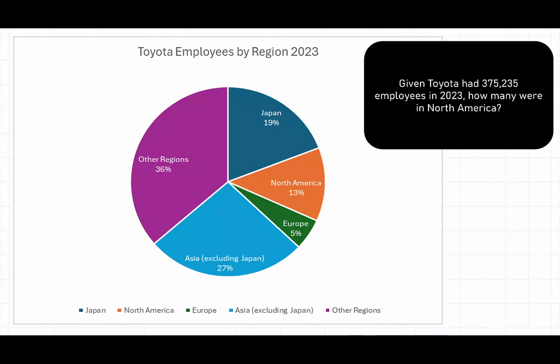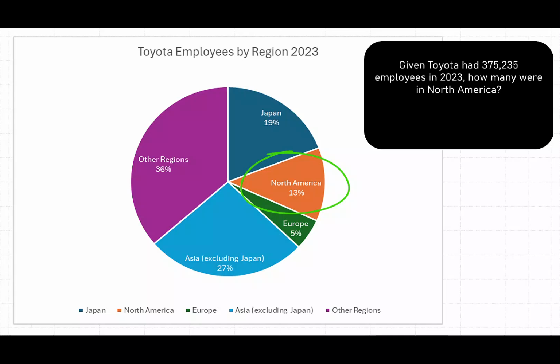Given that Toyota had 375,235 employees in 2023, let's figure out how many were in North America. So we look at our slice of North America and it says 13%. We need to multiply this 13% by the total number of employees.